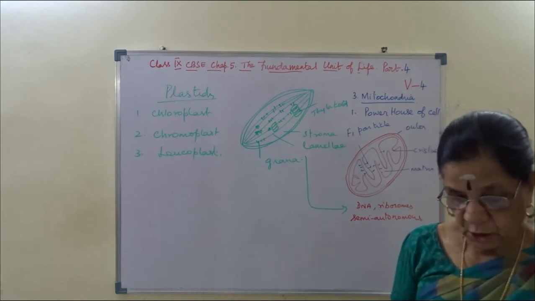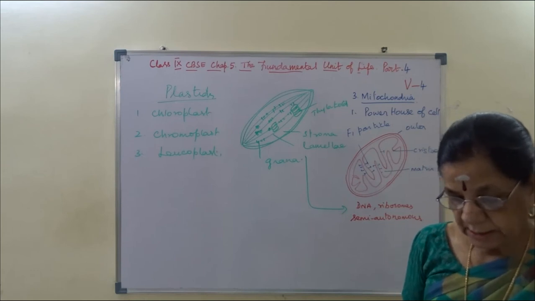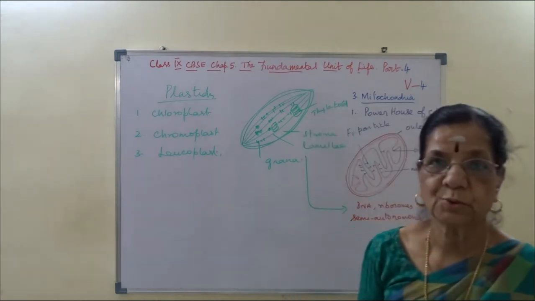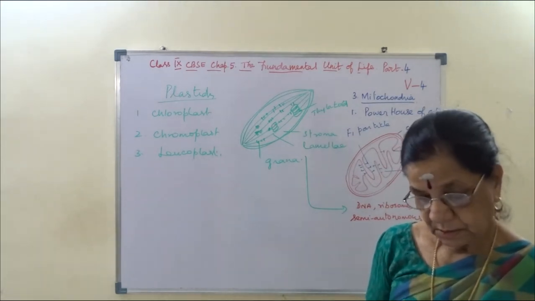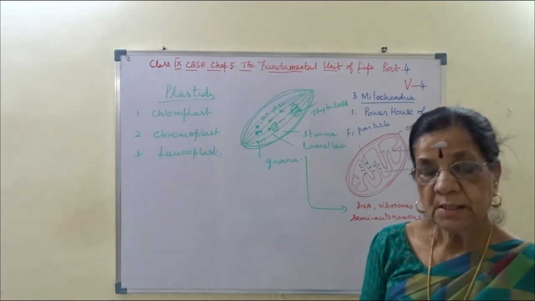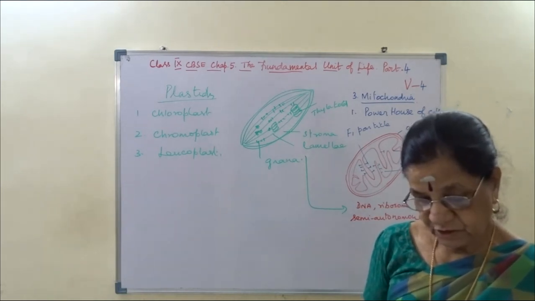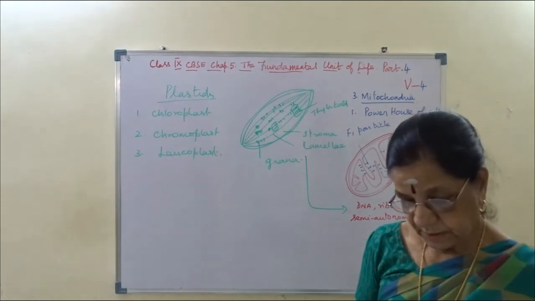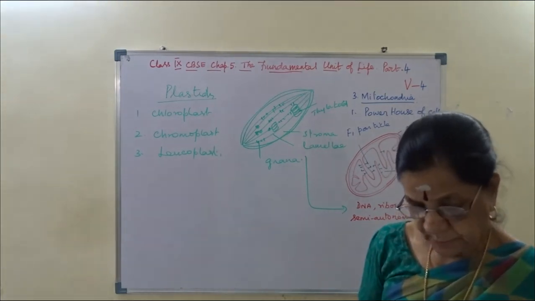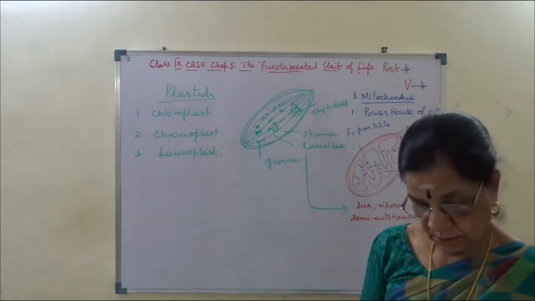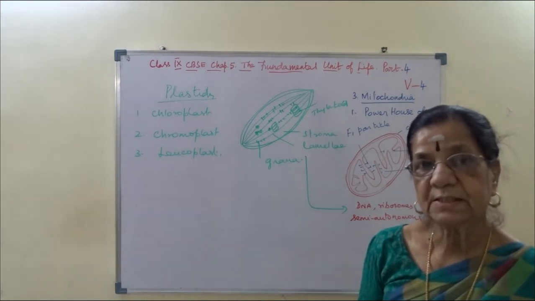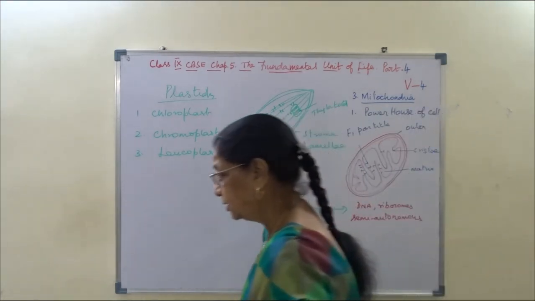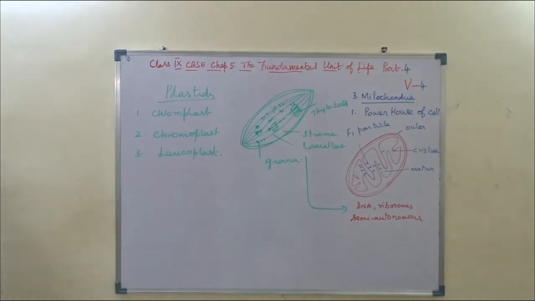Leucoplasts are primarily organelles in which starch, oil and protein granules are stored. So we say colorless plastids are called leucoplast. The internal organization has numerous membrane layers and stroma, and they are similar to the external structure of mitochondria. They contain their own DNA and ribosomes. Hence they are called autonomous body, semi-autonomous body. I hope you follow this.